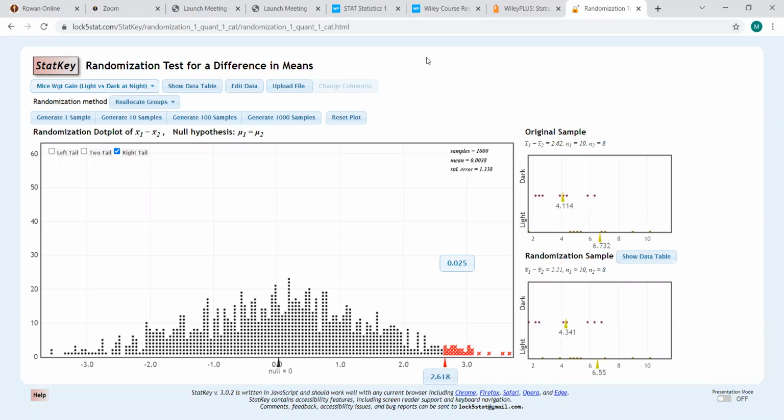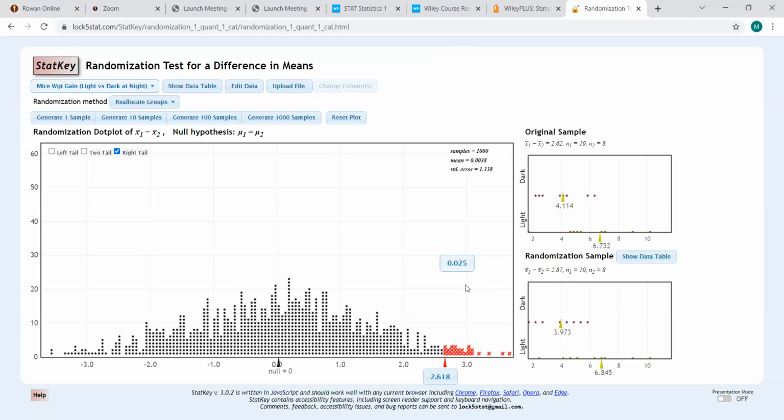All right. So in this case, 0.025 times 1,000 is about 25 of these red X's. Those represent the cases where the sample mean is at least as big as the sample mean for the sample that you have. That is, they're at least 2.618. So this is called the p-value, 0.025.